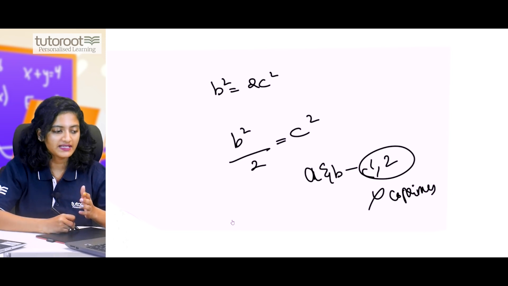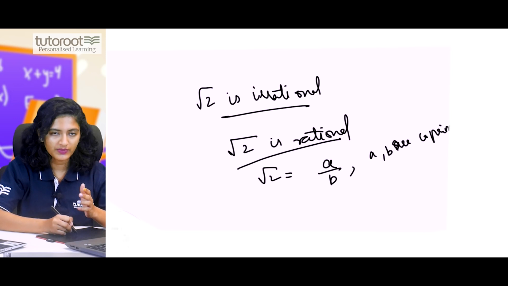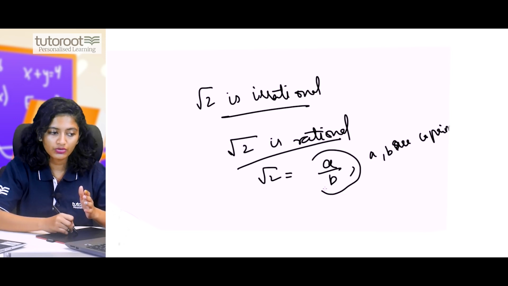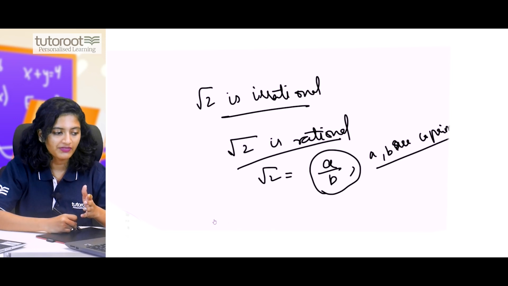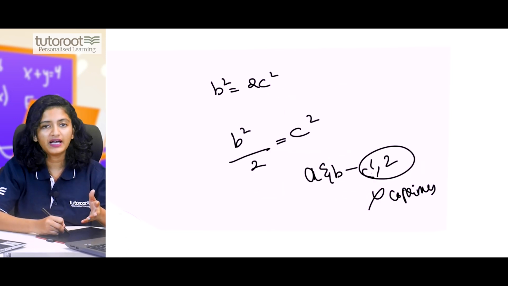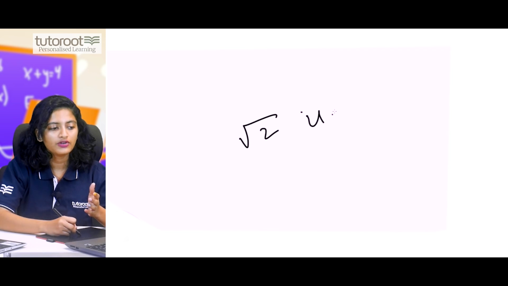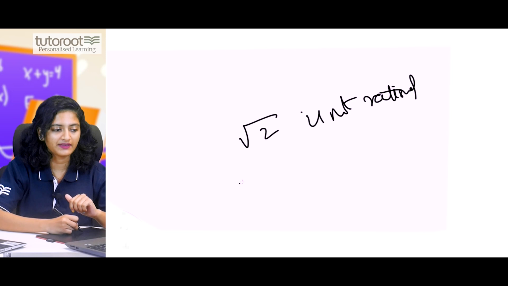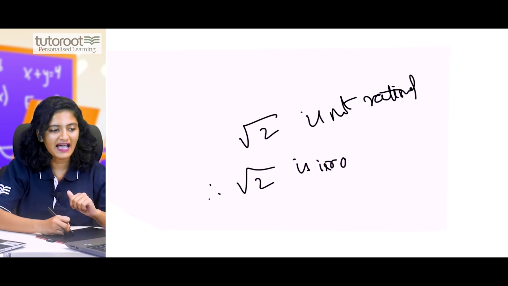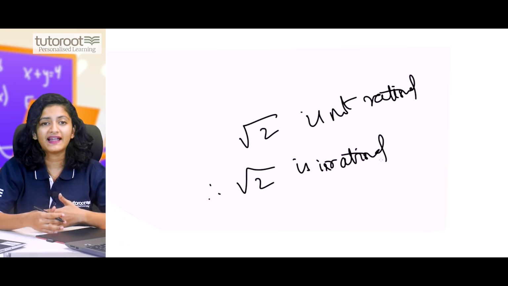So what was our statement initially? Our statement initially was that root 2 is rational, so root 2 can be written in A by B form, where A and B are co-primes. We just showed that A and B are not co-primes, which means that root 2 is not rational. Therefore root 2 is irrational. Now let's look at another example to understand this better.